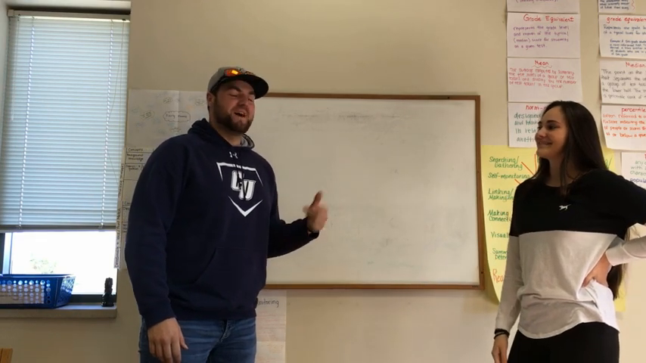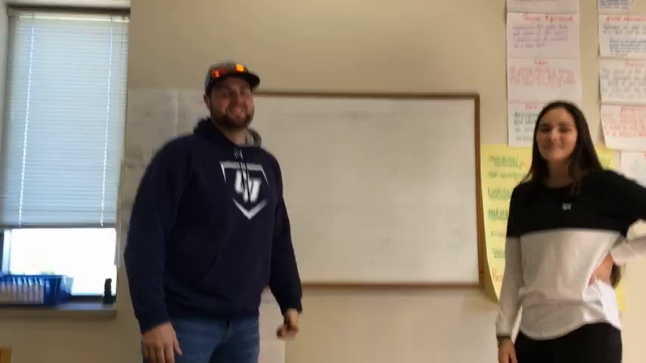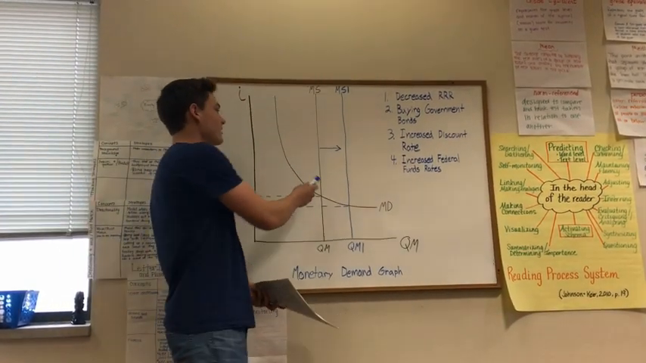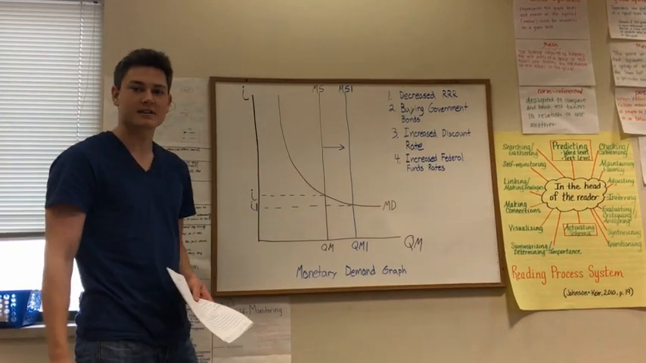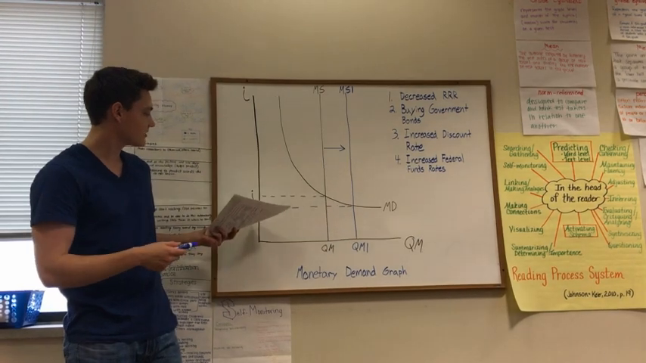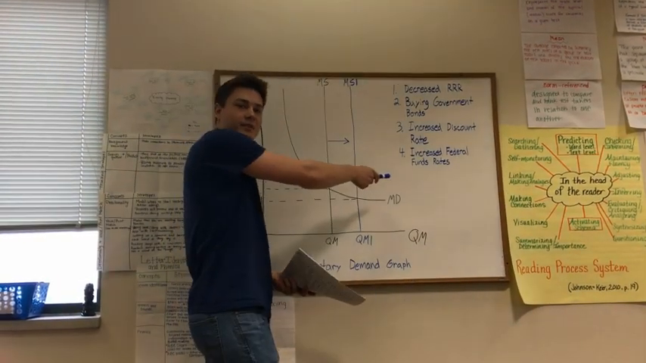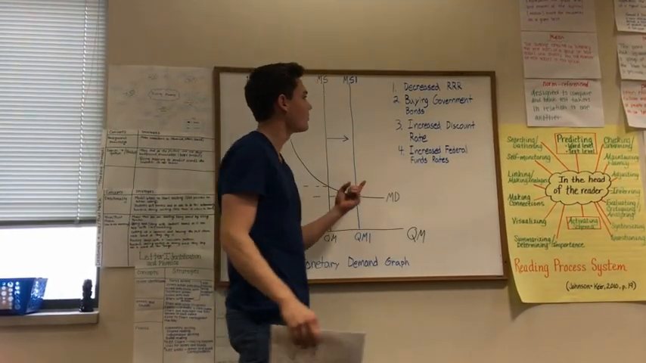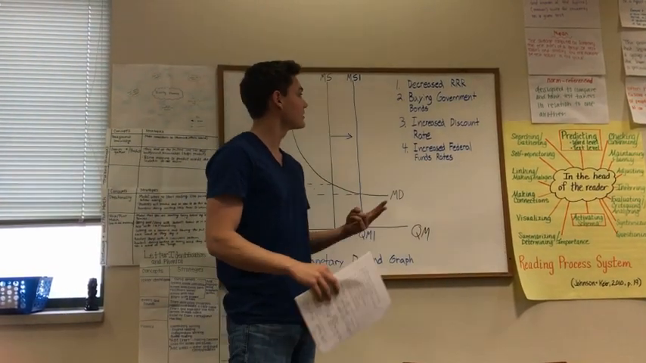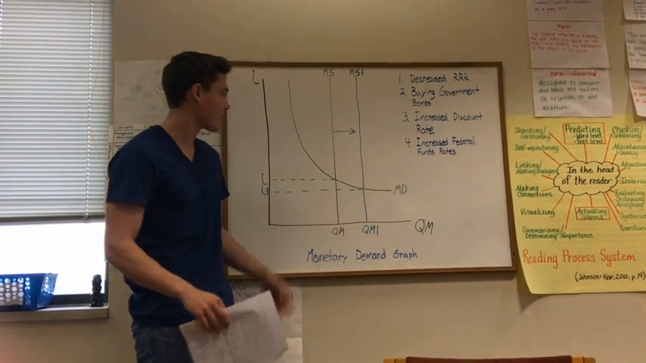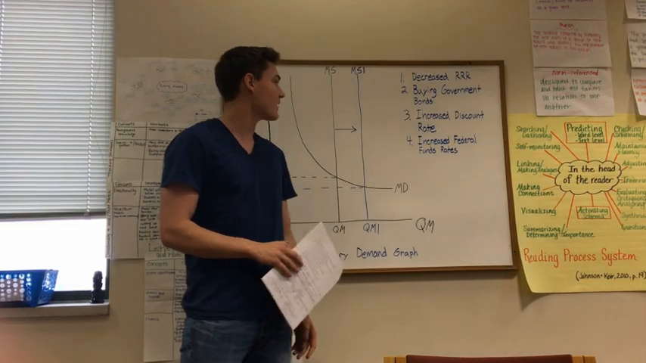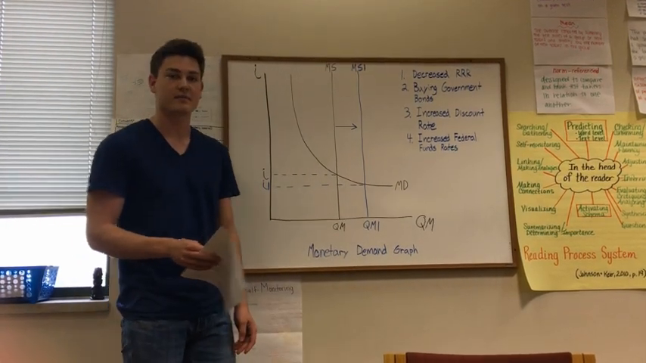Not really. Let's pass it off to the graph master. So here we have the monetary demand graph, and in order to cause a shift outward in money supply and causing a decrease in interest, we need one of the 4 things to happen. Either 1, a decrease in the required reserve ratio, 2, more buying of government bonds, 3, an increased discount rate, and 4, an increased federal funds rate.